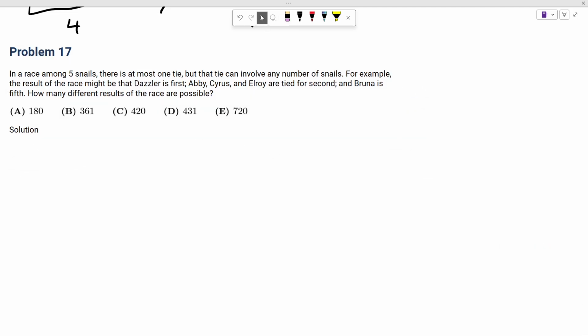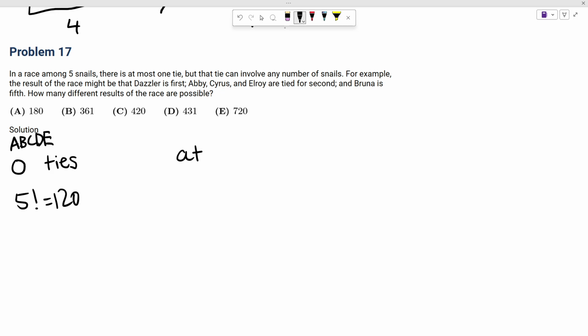Problem 17. In a race among 5 snails, there's at most 1 tie, but that tie can involve any number of snails. How many different results are possible? So we have A, B, C, D, E, right? So let's have cases. If there's no tie, then it's easy. It's just 5 factorial is 120 ways.